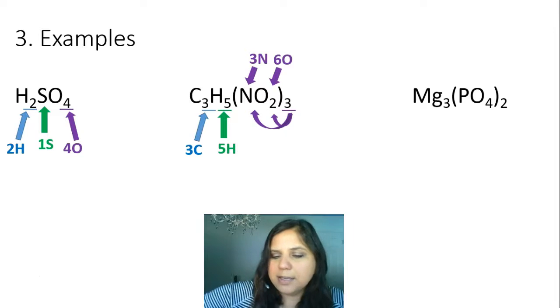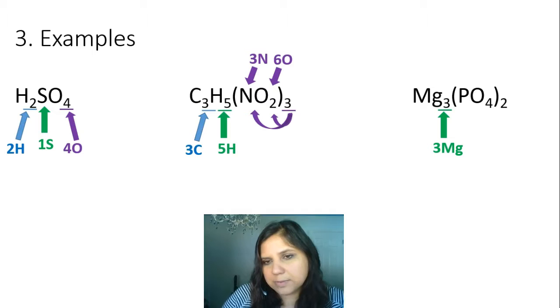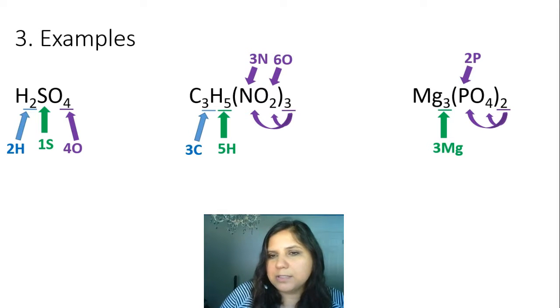Okay, let's see how you did. So we have 3 magnesiums, and then we have some more parentheses, so we'll distribute the 2. That makes it 2 phosphorus and 8 oxygen.